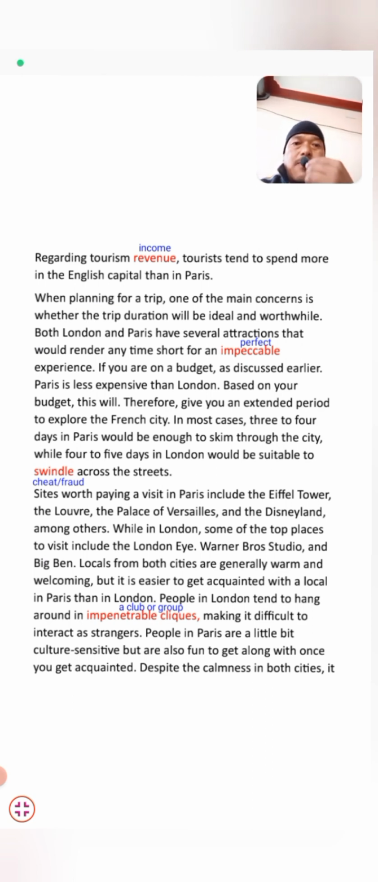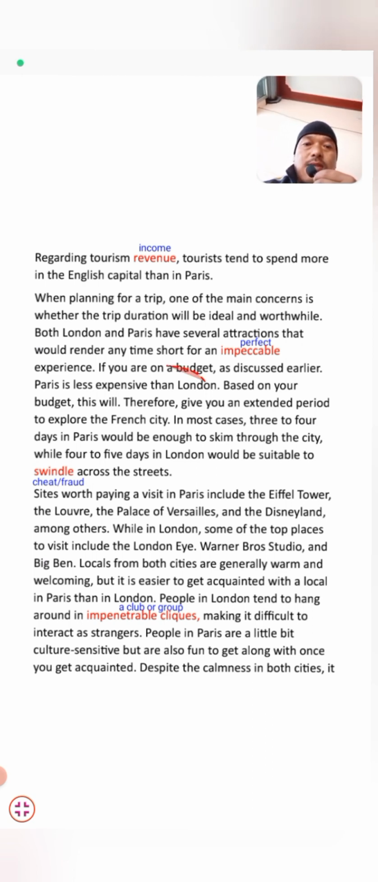When planning for a trip, one of the main concerns is whether the trip duration will be ideal and worthwhile. Both London and Paris have several attractions that would render any time short for a perfect experience, as we studied in this text.